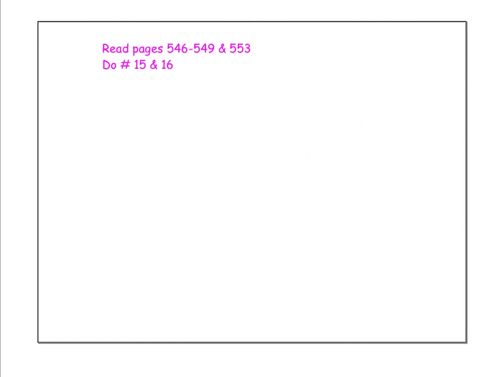I've just shown you a little bit of information on calculating sample size and a little bit about computer printout. I'd like you to read page 546 to 549 and look at the computer printout on 553. Then try number 15 and 16. Good luck with your mission.